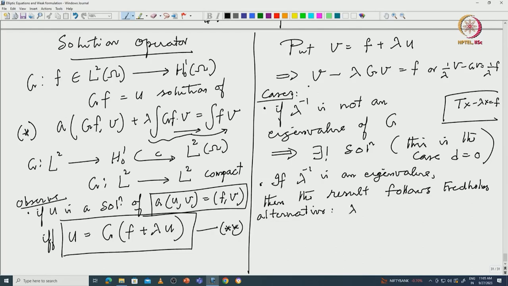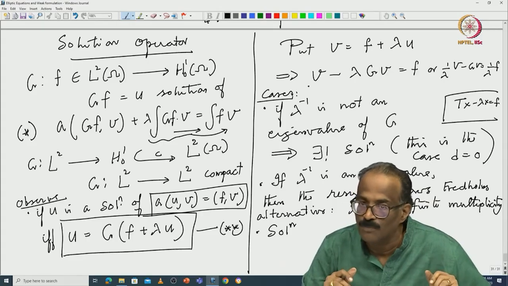It has lambda inverse has finite multiplicity. That's what it proves. In other words, the finite dimensional space stated in this theorem is precisely that finite dimension. So, the homogeneous equation has a solution, and equivalently, this is the homogeneous equation. So, the finite multiplicity is the solution of the adjoint equation corresponding to that one.